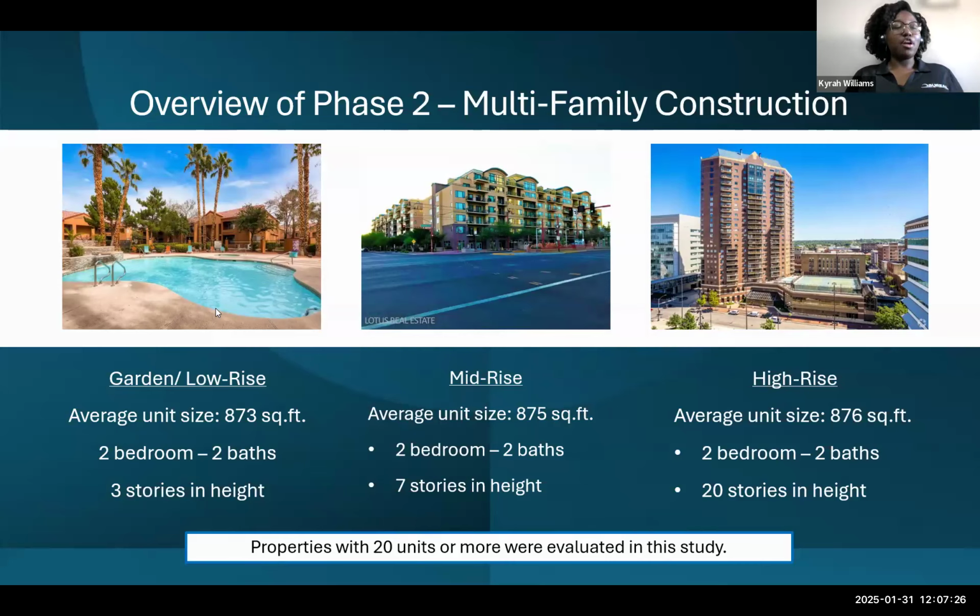So I decided to choose garden style homes, mid-rise homes, and high-rise properties, all focusing on an average dwelling size of 875 square feet with 2 bedrooms, 2 bath, but of course varying in height, where garden style homes have 3 stories, mid-rise 7 stories, and high-rise properties 20 stories. Of course, you have to have some sort of standardization, so properties with 20 units or more were evaluated for this specific study.